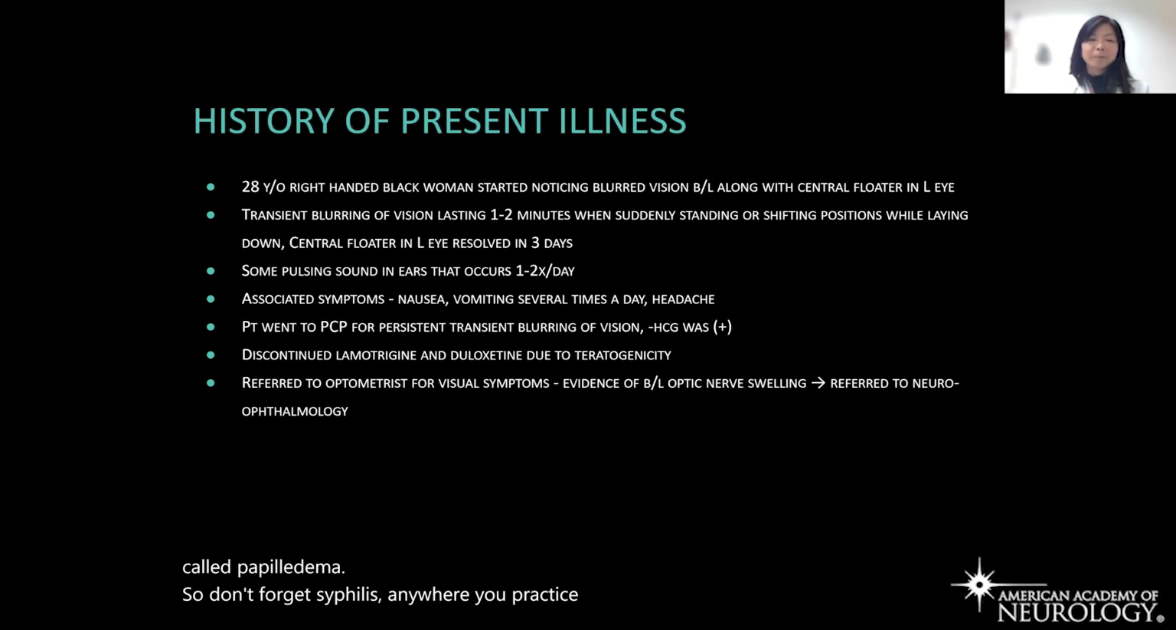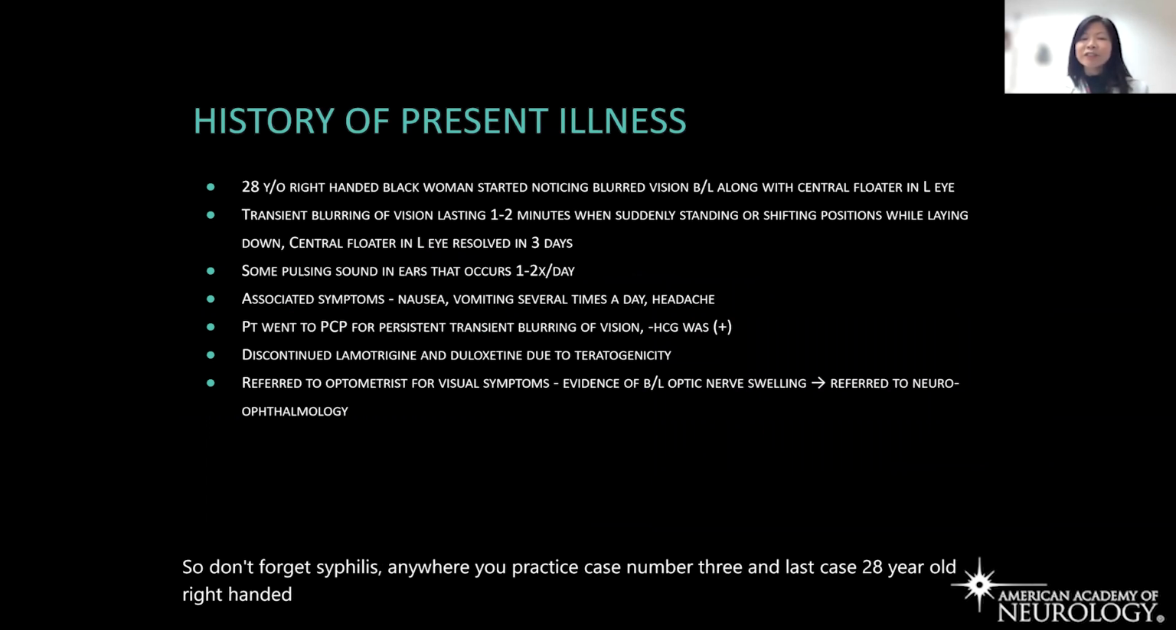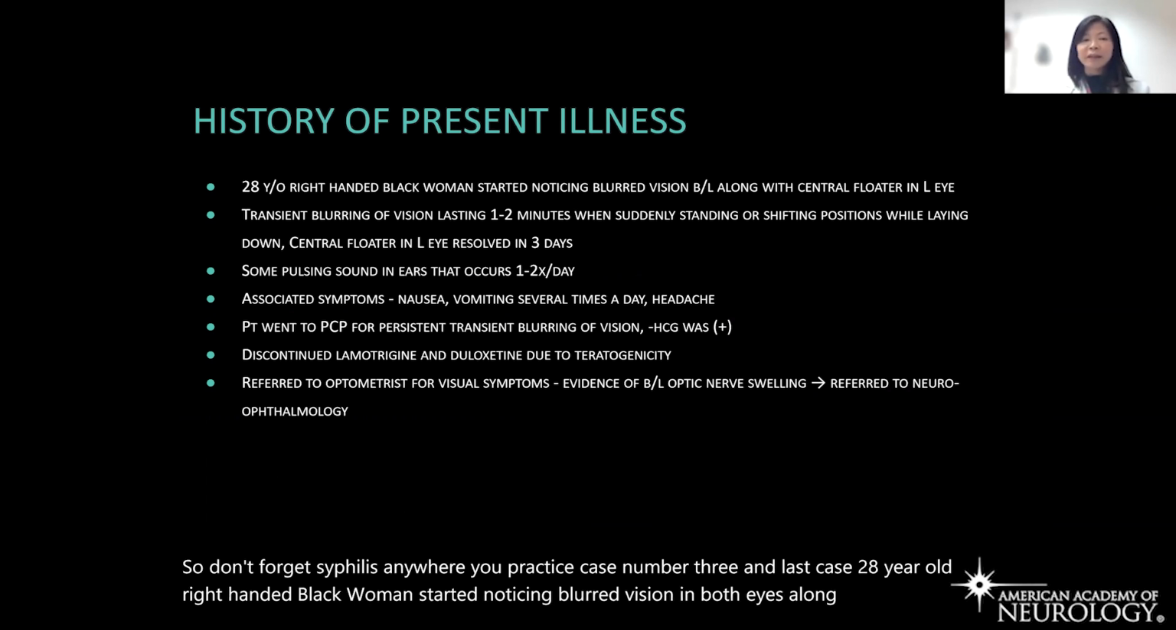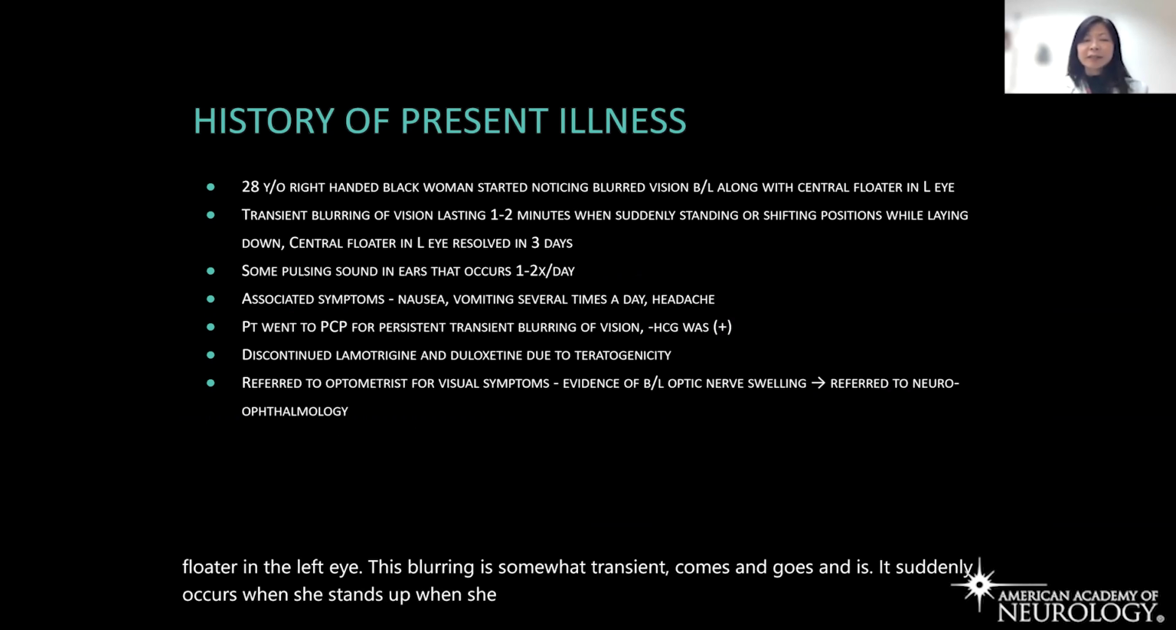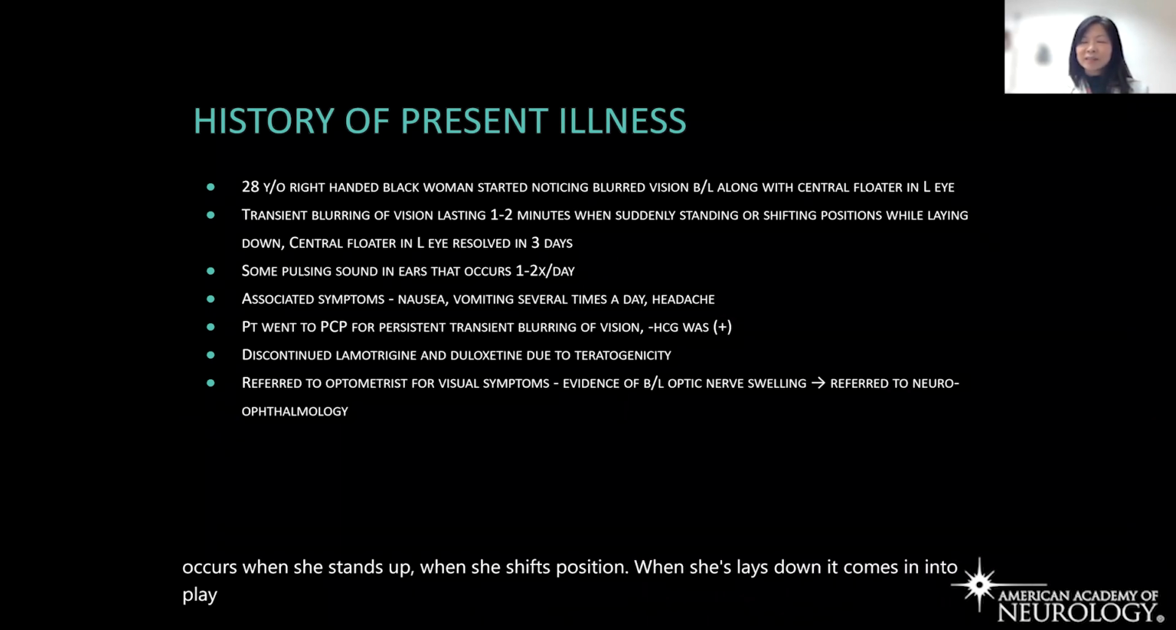Case number 3, and last case. A 28-year-old right-handed Black woman started noticing blurred vision in both eyes, along with a central floater in the left eye. This blurring is somewhat transient. It comes and goes, and it suddenly occurs when she stands up, when she shifts position, when she lays down. She has this pulsing sound in her ears that occurs 1 to 2 times a day.